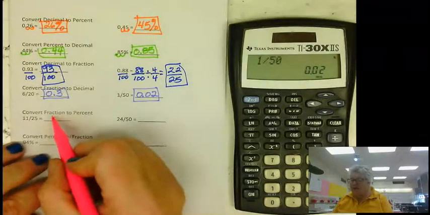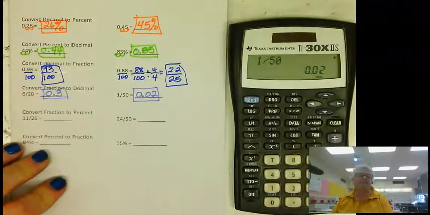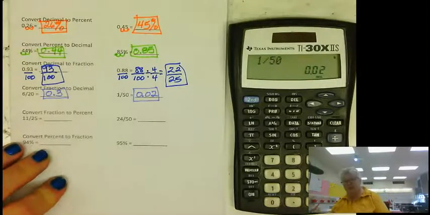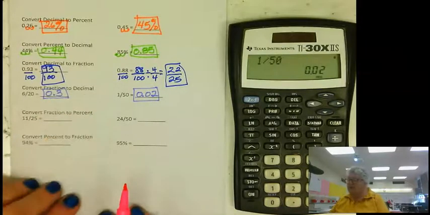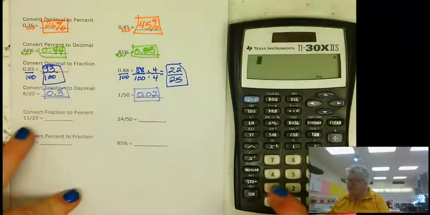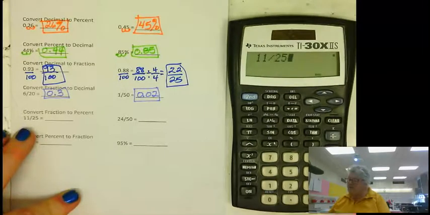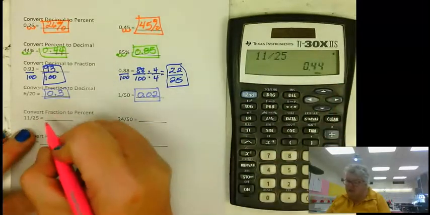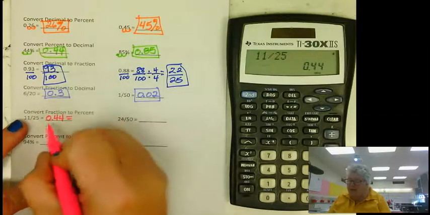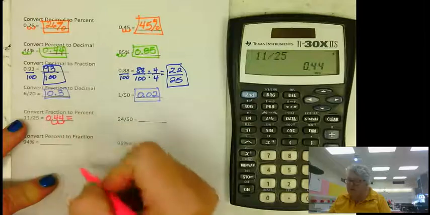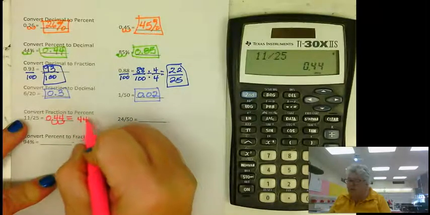All right, fraction to a percent. Okay. Well, this is a 2-step problem. You have to make the fraction into a decimal and then change the decimal into a percent. Okay? So, fraction into a decimal, which is what we just did. So, 11 divided by 25. That gives you 44/100ths. Now we're going to move it 2 places to the right. Gives me 44%.